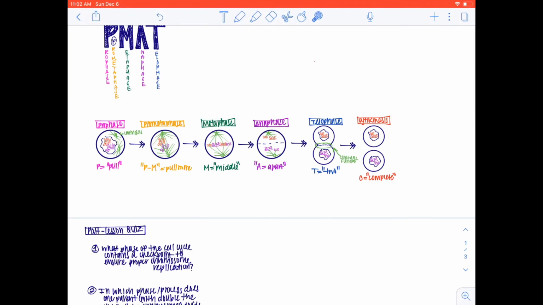And in some classes, you may not have to really know about the prophase or the prometaphase, in which case you would just combine the prophase and the prometaphase together. But in this case, I taught you about both. So in PPMAT, the first P stands for prophase, which is pull. The second P stands for prometaphase, which is pull more. The M stands for metaphase, which is middle. The A stands for anaphase, signifying apart. And the T stands for telophase, which is two. And the C in cytokinesis can stand for complete, if that's helpful for you as well.